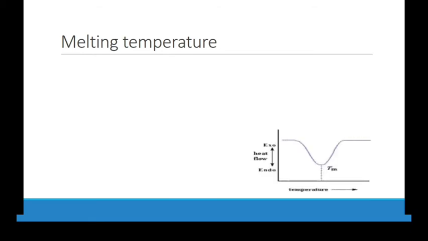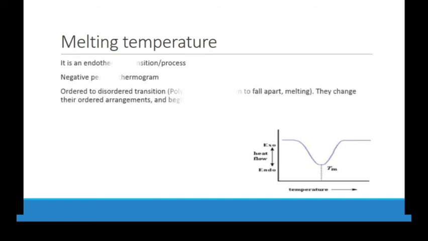And now we'll talk about melting temperature. So if you find a negative peak in the DSC curve, we call it Tm, the melting temperature. So it is an endothermic transition, negative peak on the thermogram, order to disorder transition. Polymer crystals begin to fall apart, melting. So polymer crystals start to melt. They change their ordered arrangement and begin to move freely, because in the liquid state, molecules move freely.